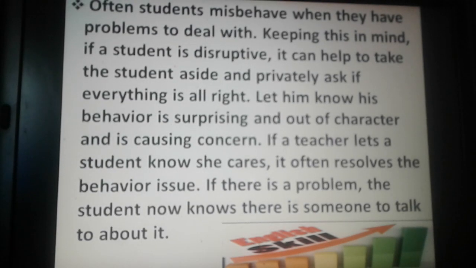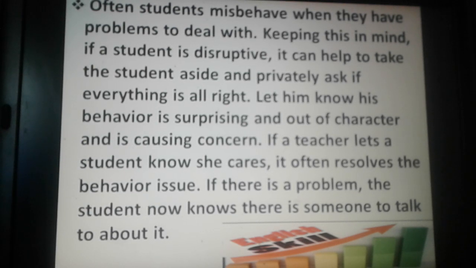The next point is that students often misbehave when they have problems to deal with. Keeping this in mind, if a student is disruptive, it can help to take the student aside and privately ask if everything is all right. Let him know his behavior is surprising and out of character and he is causing concern. If a teacher lets a student know she cares, it often resolves the behavior issue.